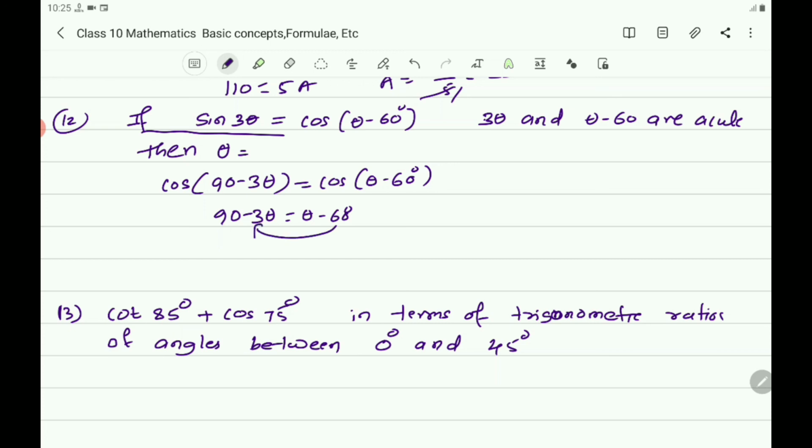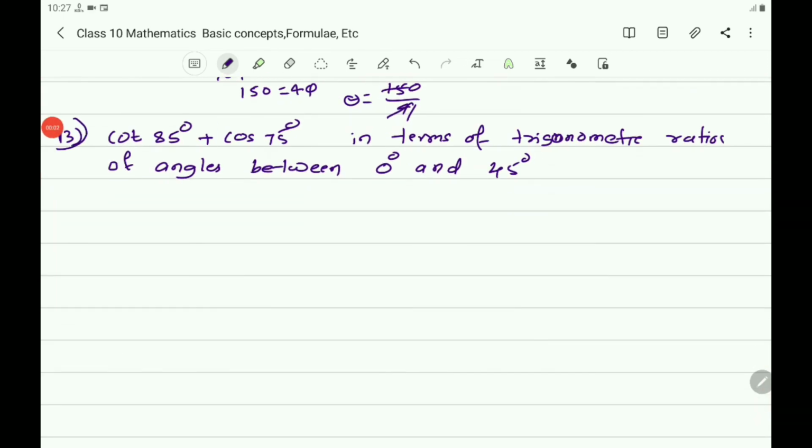Then you transfer this and transfer this, that becomes 90 plus 60 equals theta plus 3 theta, you will get 4 theta. Then 150 degree equals 4 theta. Then theta equals 150 by 4. 4 ones are 4, 4 threes are 12, 3 is remaining, 30, 4 sevens are 28 and 2 is remaining, 20 means 4 fives are 20, you will get 37.5 degree.